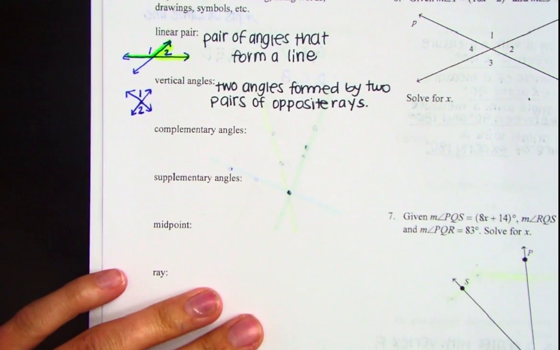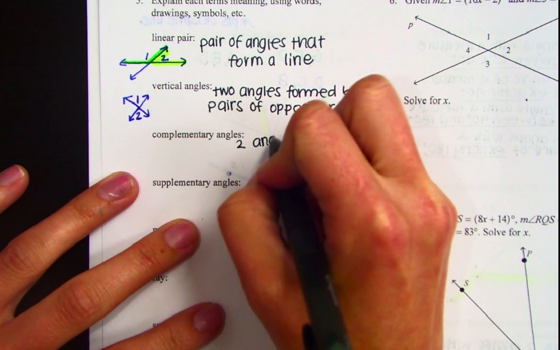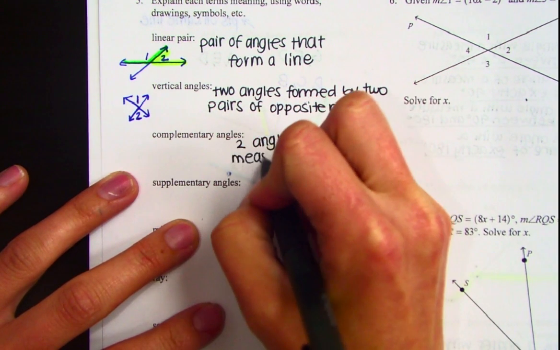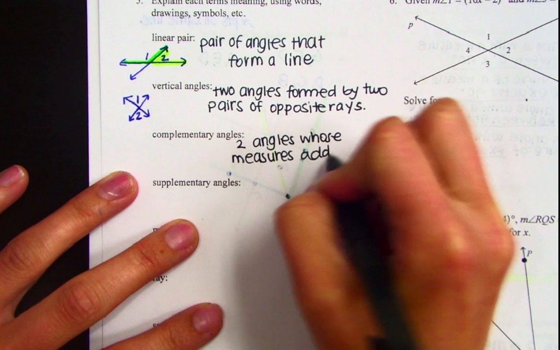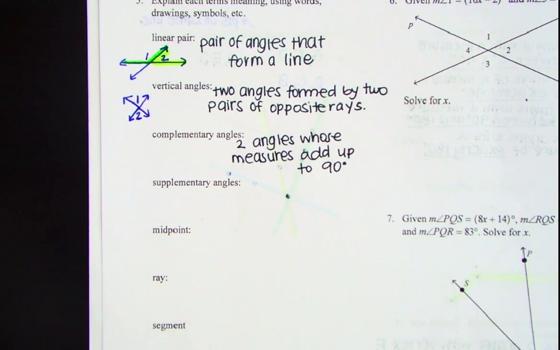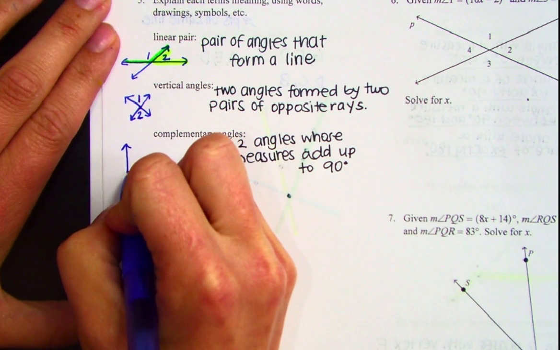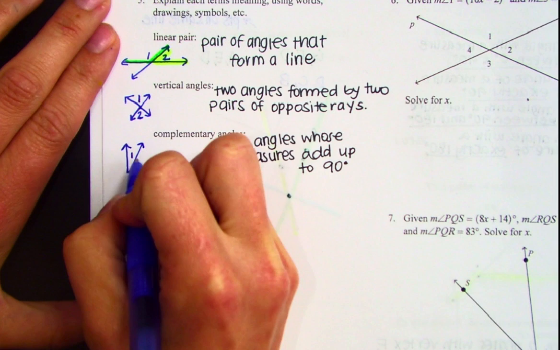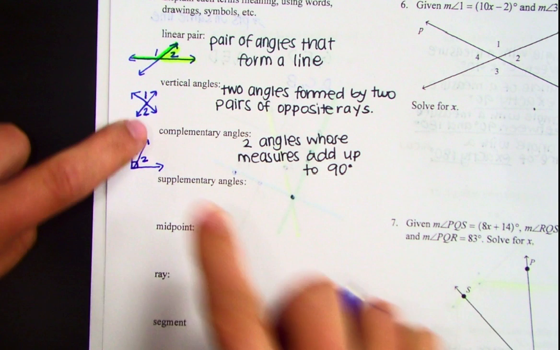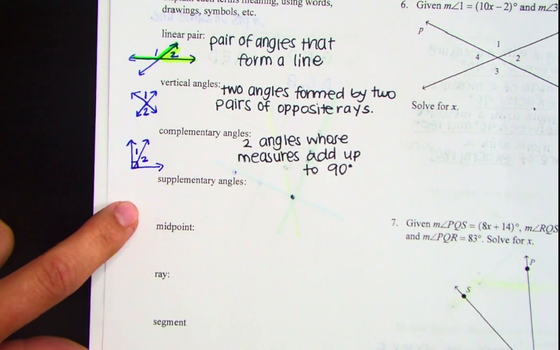So next thing, complementary angles are a pair of angles, or two angles whose measures add up to 90 degrees. So two angles whose measures add up to 90 degrees. And an example of that would be if I have, let's say this, angle 1 and angle 2, and they come together to form the 90-degree angle. The sum of those, angle 1 and angle 2, is 90, or they add up to 90 degrees.